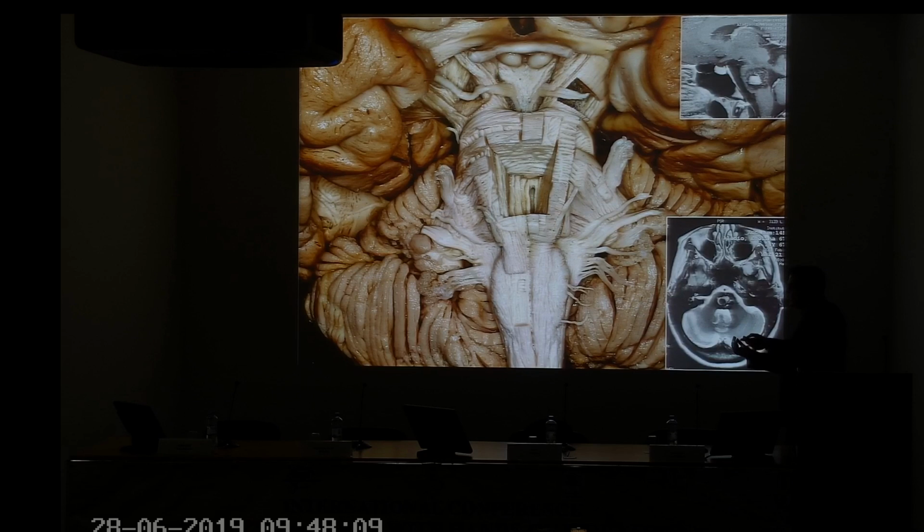The point is I dissect from anterior to posterior. This is the only difference. If this is the medial longitudinal fasciculus, what is this? What tract? It's very close. The name is tectospinal fiber tract. The tectospinal fiber tract.